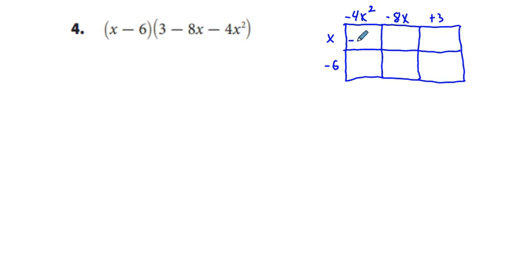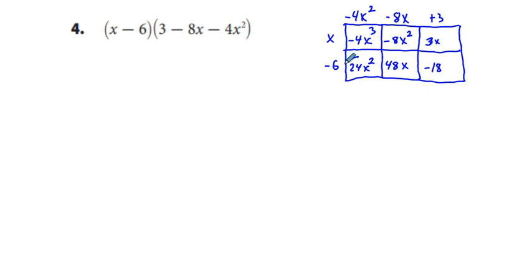So the first thing we have is negative 4x cubed, which is x times negative 4x squared. Then we have x times negative 8x, which is going to be negative 8x squared. Then we have 3 times x, which is 3x. Next we have negative 6 times negative 4x squared, which is 24x squared. Then negative 6 times negative 8x is going to be 48x. And then negative 6 times 3 is going to be minus 18.